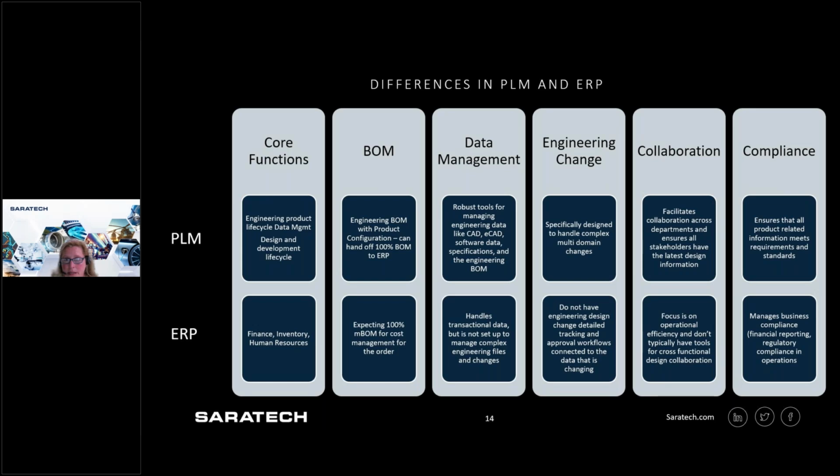Core PLM functionality is workflow for complex multi-domain changes that are connected to the data which they belong to, and it allows for the cross-functional collaboration needed for design for manufacturing, design for service, design for reuse, for circularity. Also, PLM ensures that the product meets the requirements and the standards. ERP manages the business compliance aspects like financial reporting.